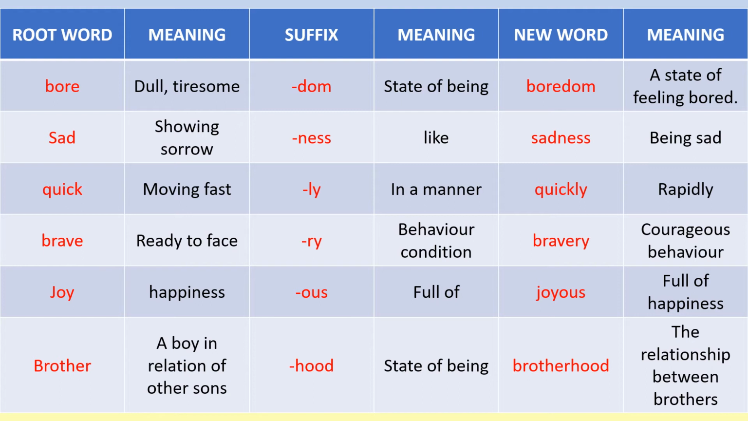Students, we can check root words, suffixes and new words once again. Bore plus dom, boredom. Sad plus ness, sadness. Quick plus ly, quickly. Brave plus ry, bravery. Joy plus ous, joyous. Brother plus hood, brotherhood. Hope you understand. We are adding letters or a group of letters to the root word to create a new word.